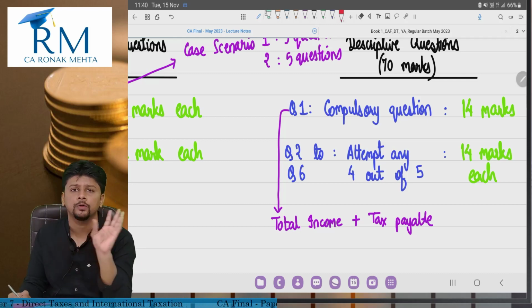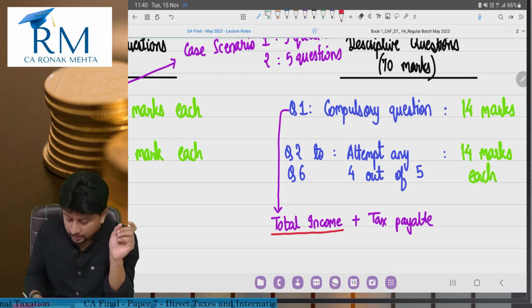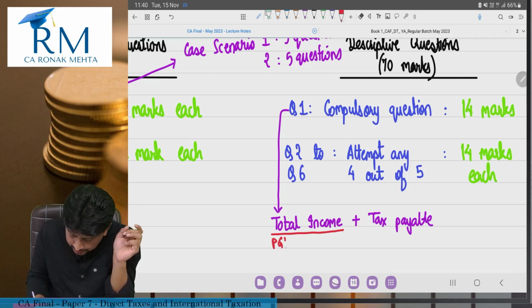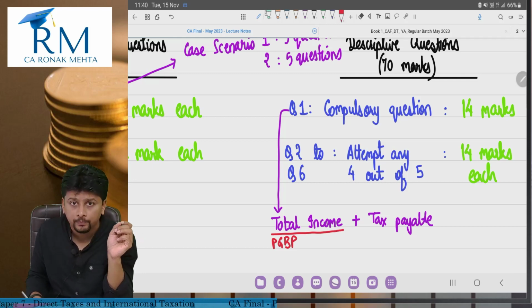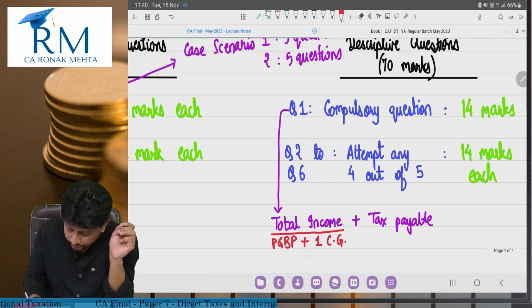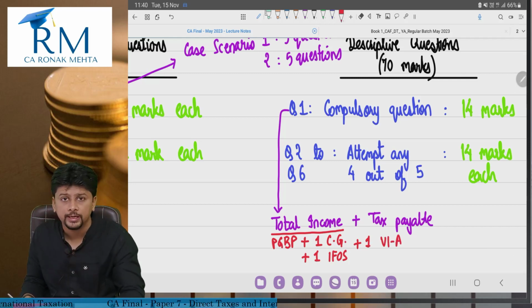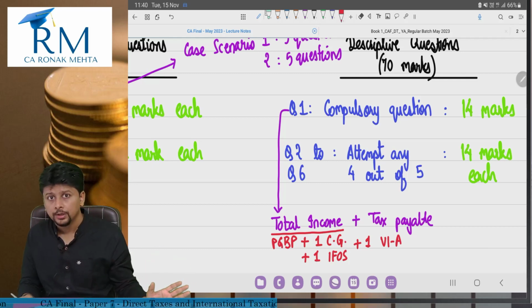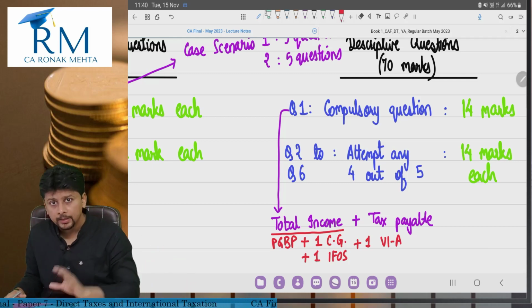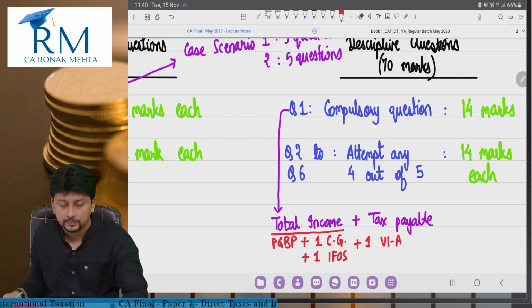70% of question number 1, because this computation of total income will have a major content of the chapter of PGBP. You will have maybe one adjustment relating to capital gain, maybe one adjustment relating to IFOS, and one adjustment will definitely relate to Chapter 6A deductions, section 80C, section 80U. So the question is going to be lengthy, but you can predict what type of adjustments you can expect.